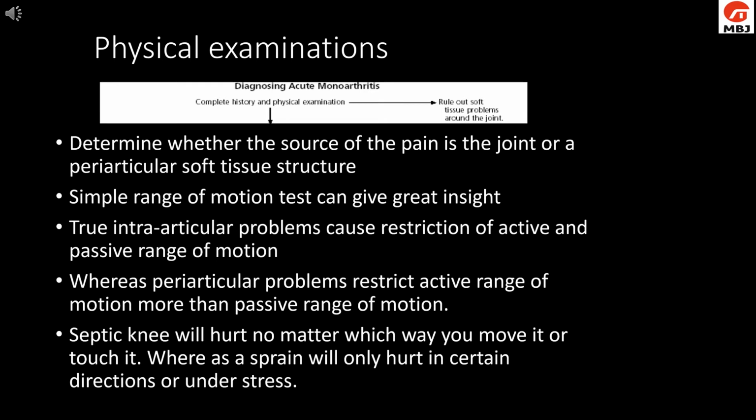In physical examination, you have to determine whether the source of pain is the joint or a periarticular soft tissue structure. A simple range of motion test can give greater insight. True intra-articular problems cause restrictions to active and passive range of motion, whereas periarticular problems restrict active range of motion more than passive range of motion. A septic knee will hurt no matter which way you move it or touch it, whereas a sprain will only hurt in certain directions or under stress.